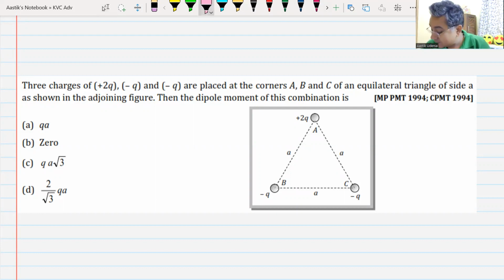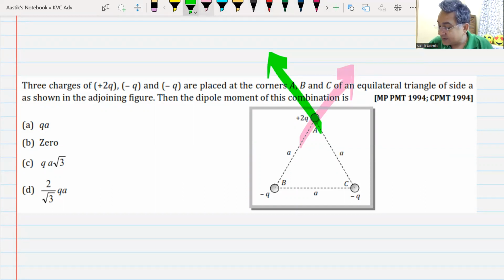So from now onwards, after your bath in the morning... This is one dipole, minus q plus q like this. This is the other dipole, minus q plus q like this. The dipole moment of this one is P. The dipole moment of this one is P. Do we understand this? Yes, sir.